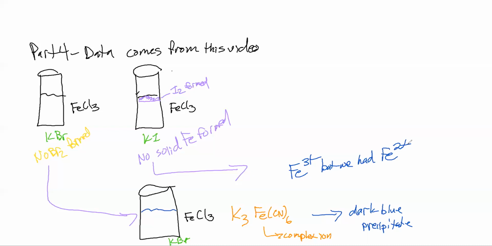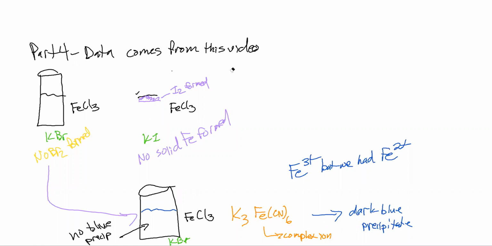Right? So now with this one, for our first mixture, the one that had our KBr, when we do this test, we get no blue precipitate. And on this other one, let's go ahead and make this line a little bit better. Let's come around from the top.